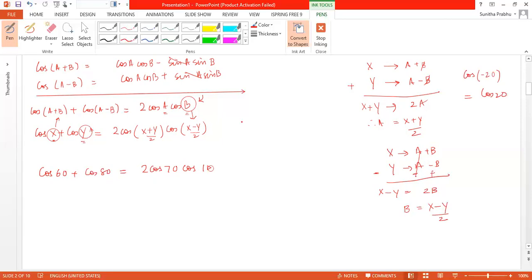So this for us is identity number 3. Can you please make a note? Cos x plus cos y.